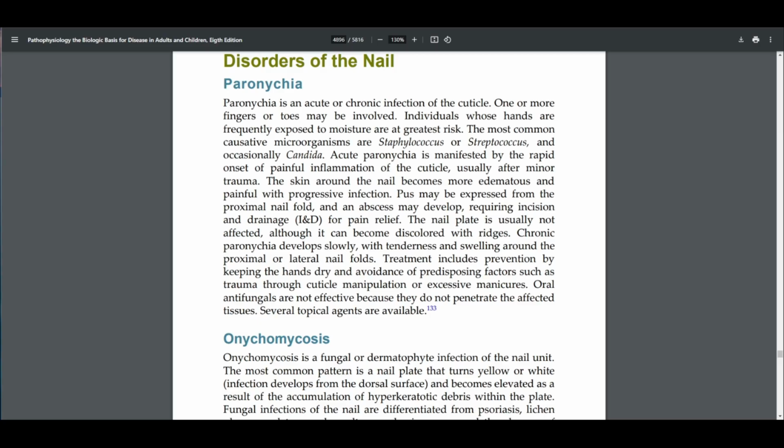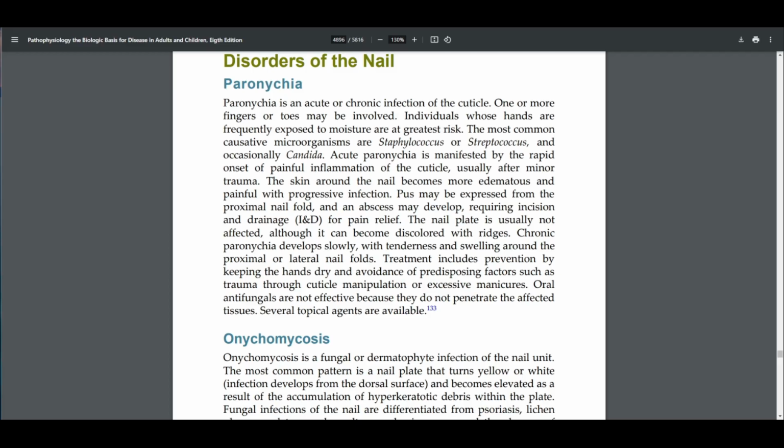Acute paronychia is manifested by the rapid onset of painful inflammation of the cuticle, usually after minor trauma. The skin around the nail becomes more edematous and painful with progressive infection. Pus may be expressed from the proximal nail fold, and an abscess may develop, requiring incision and drainage for pain relief. The nail plate is usually not affected, although it can become discolored with ridges.